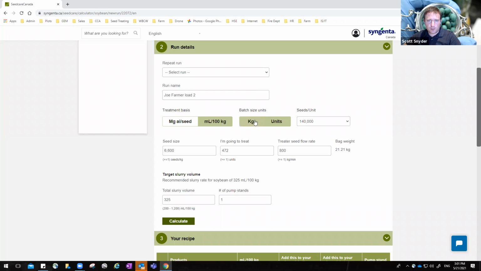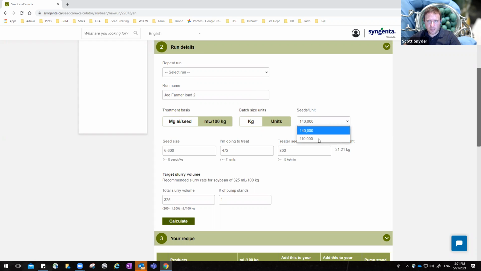And if you look over here, we've got the opportunity to choose whether this farmer takes his load in kgs, because he weighs his wagon on the way in and the way out, or whether he takes it per unit. Maybe he's got a wagon and he's coming in and getting 4 cubits or 4 totes. The other option over here is seed count. So for treated, we have 140,000. For IP, we have 110,000.